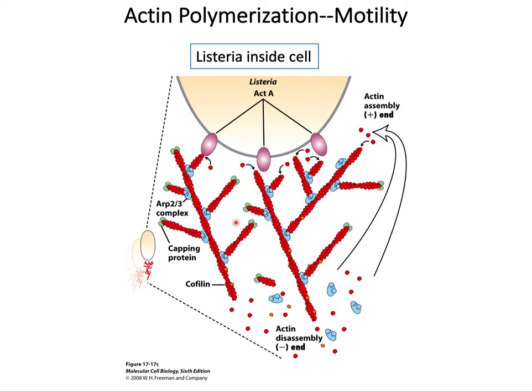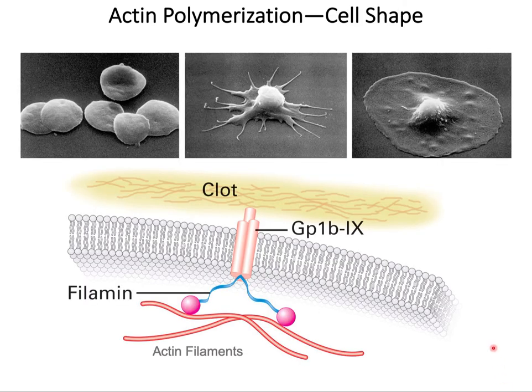So there is a rapid growth of these branches, and as these branches are growing at the plus end and depolymerizing at the minus end, the bacteria is actually being propelled forward on this actin tail. So this shows the whole of the bacteria, and this is the actin tail behind it. So actin polymerization is really important for motility. It is also really important for the maintenance of the cell shape and the changes that occur in cell shape.